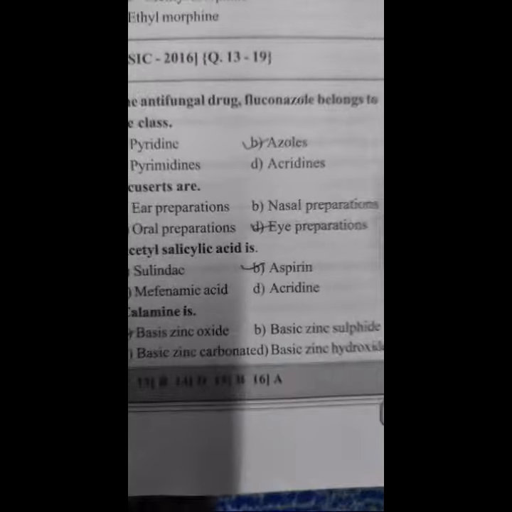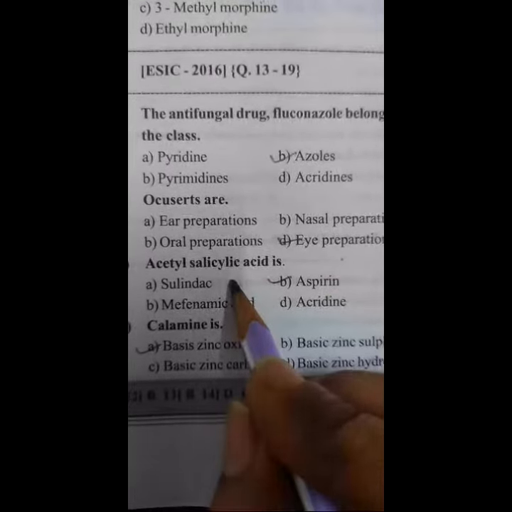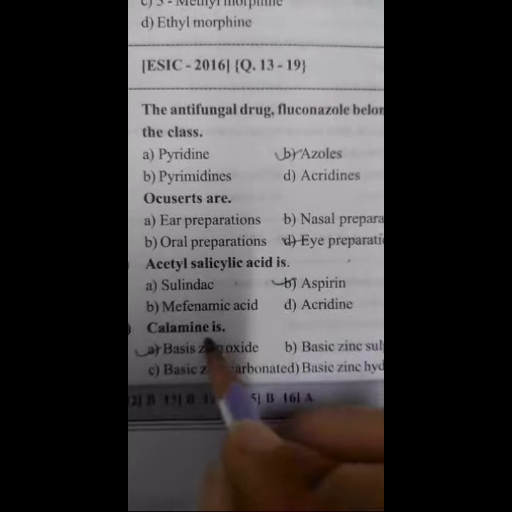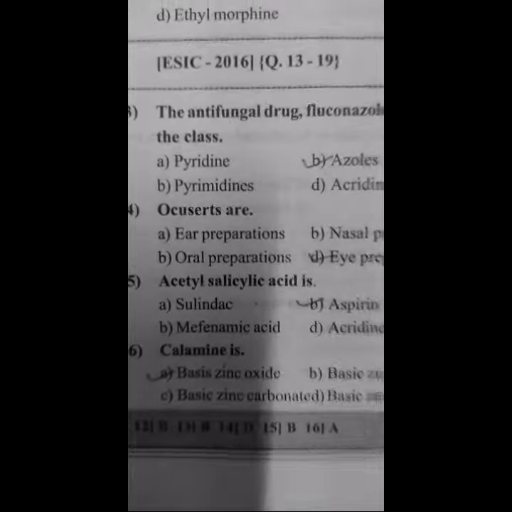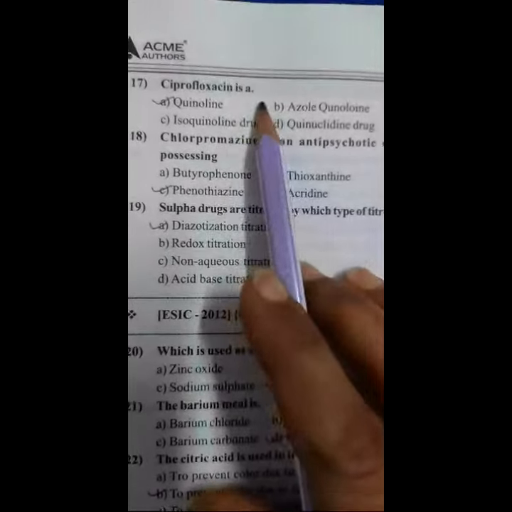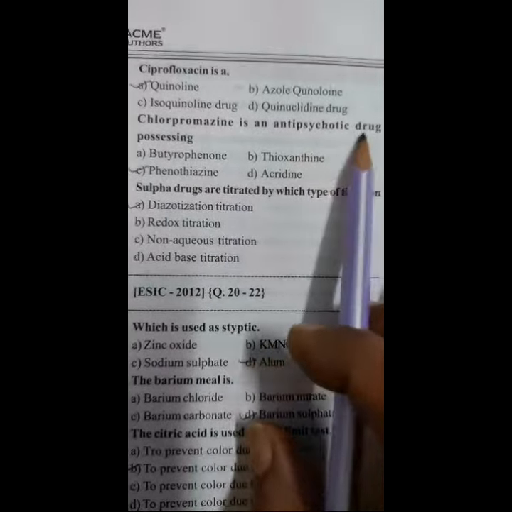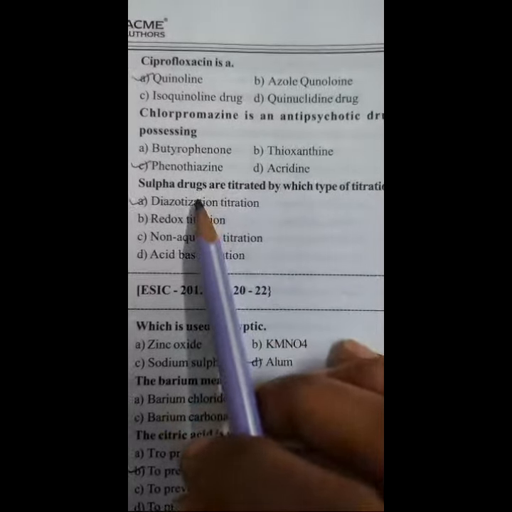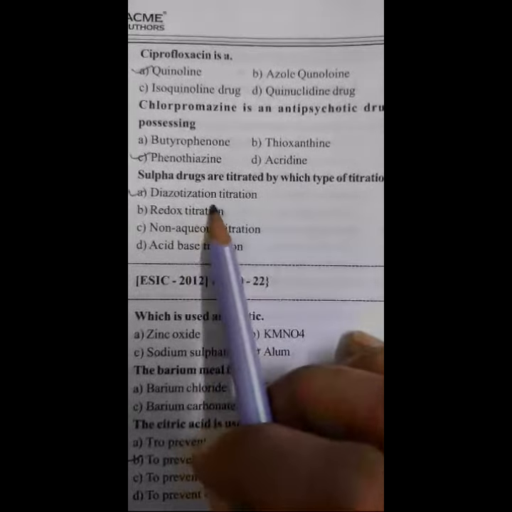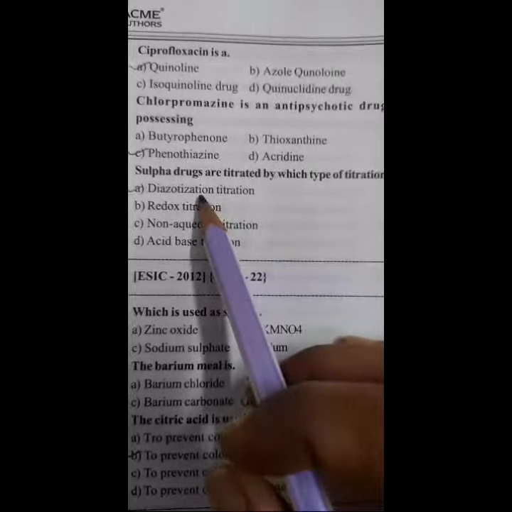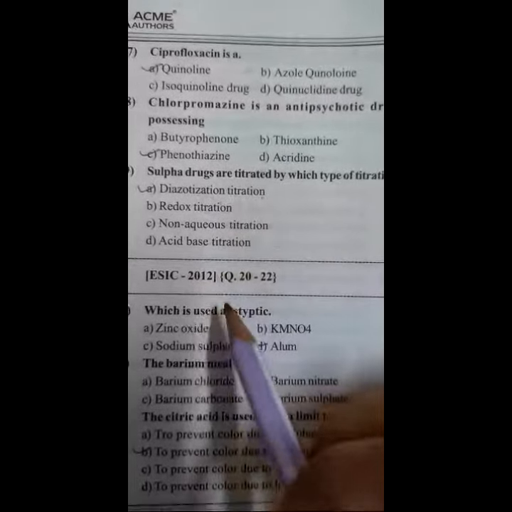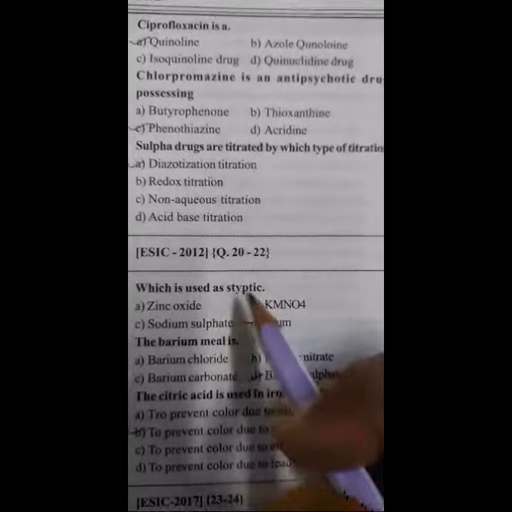Occlusives are eye preparations. Acetyl salicylic acid is aspirin. Calamine is basic zinc oxide. Ciprofloxacin is a quinolone. Chlorpromazine is an antipsychotic drug containing phenothiazine. Sulfa drugs are titrated by which type of titration? Diazotization titration.